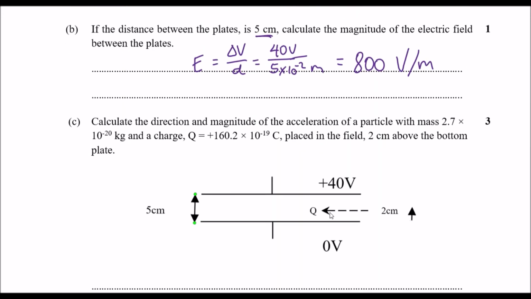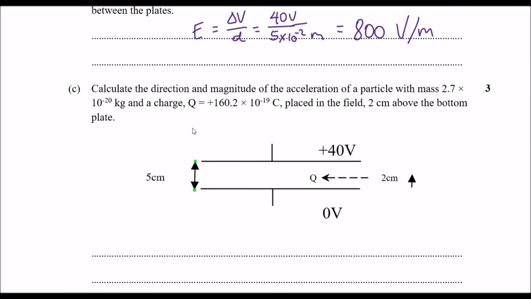Then we go to our last question here. It says, calculate the direction and magnitude of the acceleration of a particle with mass 2.7 times 10 to the power of negative 20, with a charge of so, placed in the field 2 meters above the bottom plate. So this kind of spot here. We want to find the overall acceleration. We already know the electric field strength is 800 volts per meter.